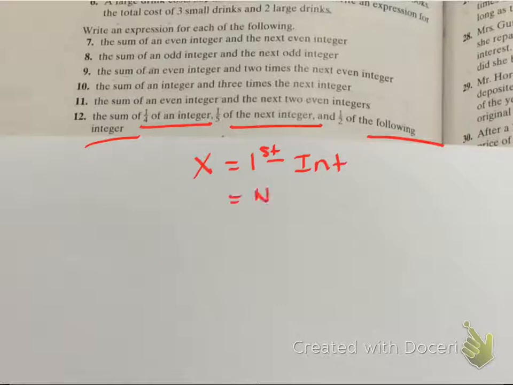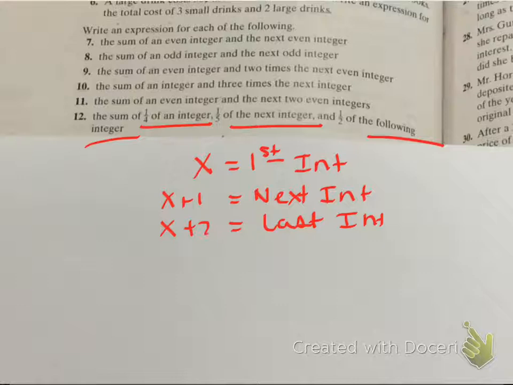Okay, what are we calling the next integer? X plus 1. These are consecutive. They're in a row. They're not saying odd. They're not saying even. If they don't say odd or even, we're just adding by 1. The next integer. And then they said the following or the last integer. What am I calling this? X plus 2. Good. And so now what are we doing? We can translate.